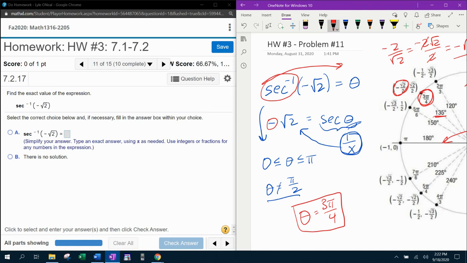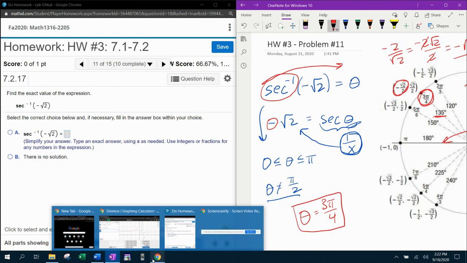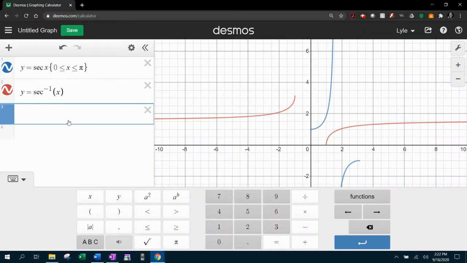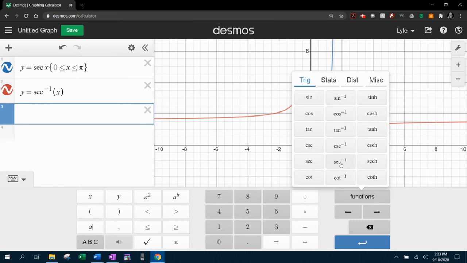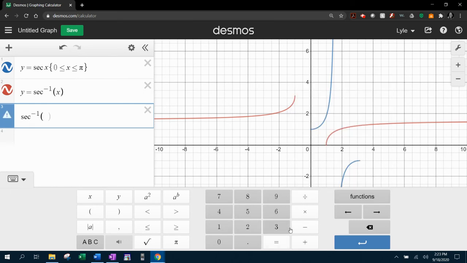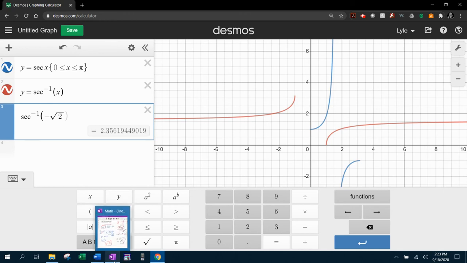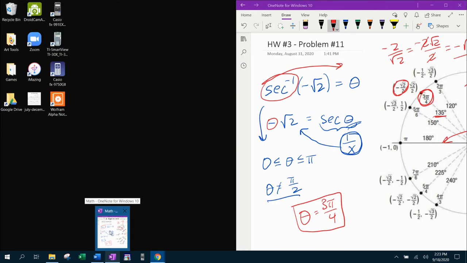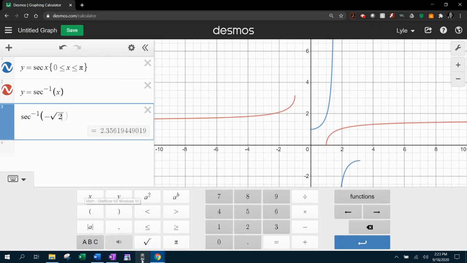Now we're going to check that electronically. So the way we're going to check that electronically is we're going to go to Desmos, and we're actually going to do the inverse secant of negative square root of 2, and that's going to give me a decimal approximation. Now this decimal approximation should be equivalent to our radian, which is 3 pi over 4.